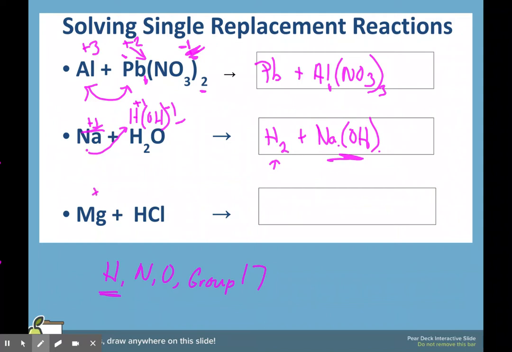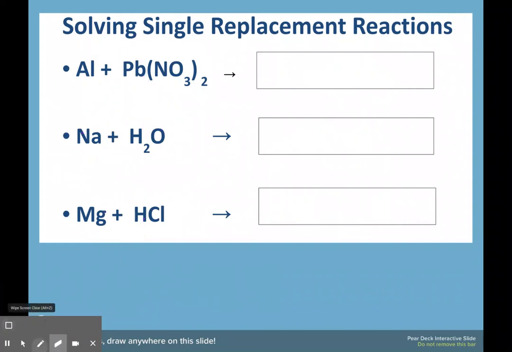Let's look at the next one. Mg is a +2, H is +1, and chlorine is -1. So these will switch. So hydrogen out by itself, and again, it's diatomic, so we're going to write H2 plus Mg, and that goes with the chlorine. Now Mg was a +2, so we need to cross down a 2 there. Cl is a -1, so we are finished. So these are single replacement reactions. Let's look at the next type.